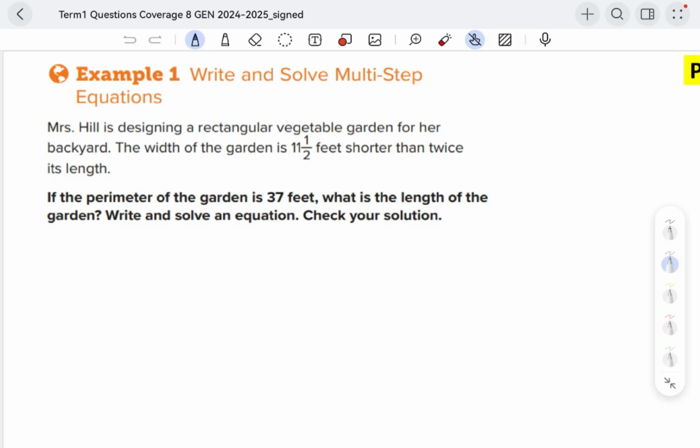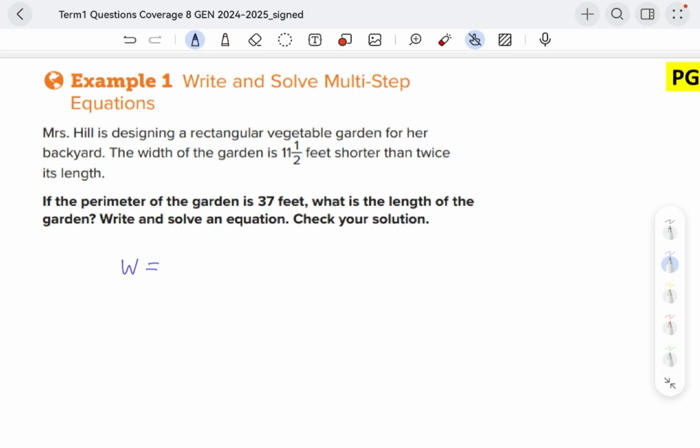So Mrs. Hill is designing a rectangular vegetable garden for her backyard. The width of the garden is 11.5 feet shorter than twice its length. So we have to translate this sentence. The width, W, is, means equal, 11.5 feet shorter than twice its length. So it's twice the length minus 11.5, shorter than twice the length by 11.5.